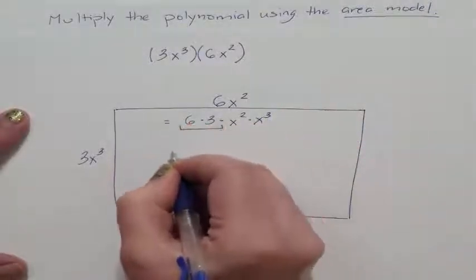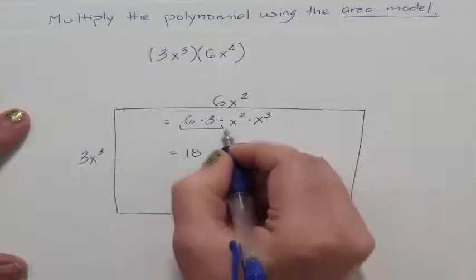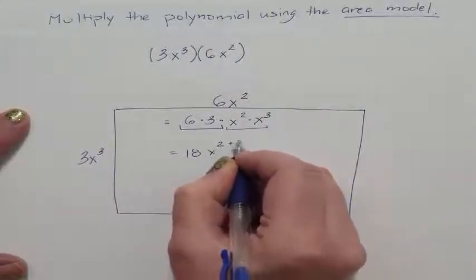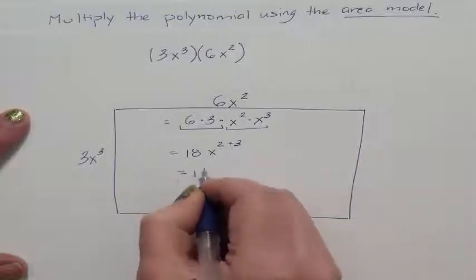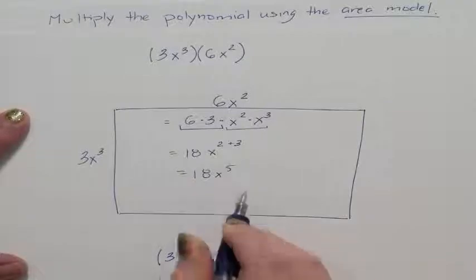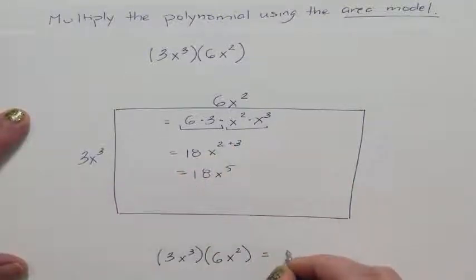So you know that 6 times 3 is 18. When we multiply same bases together, they're supposed to have their exponents be added. So this is 18x to the fifth. So when you are multiplying the quantity of 3x to the third by the quantity of 6x squared, our total answer is the area of this rectangle, which is 18x to the fifth.